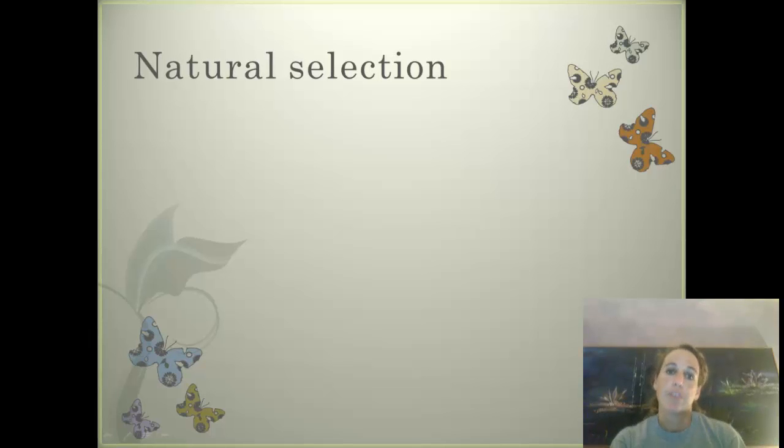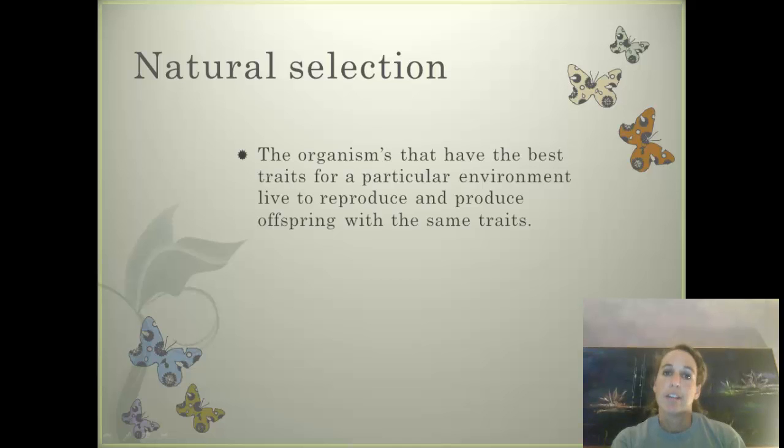We talked about natural selection, and natural selection, again, remember, is when the organisms that have the best traits for a particular environment live to reproduce and produce offspring with the same traits. So remember, there's two parts to that. One is that they're living long enough, and the other one is that they then reproduce. So both parts are critical, living and reproducing.